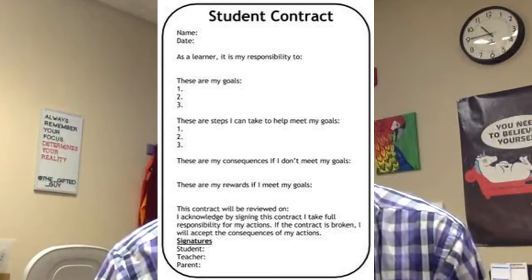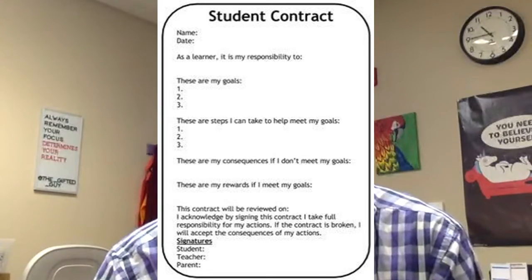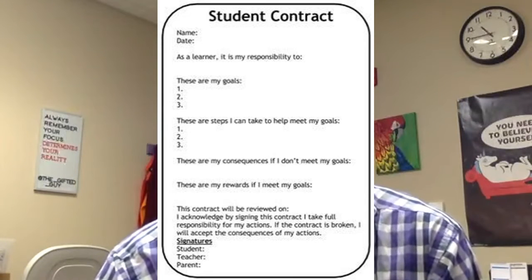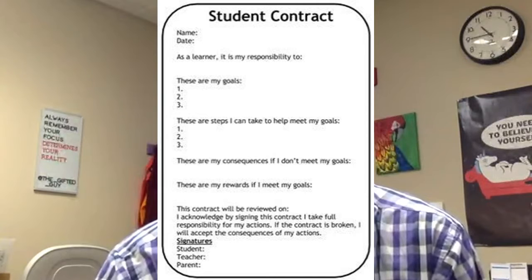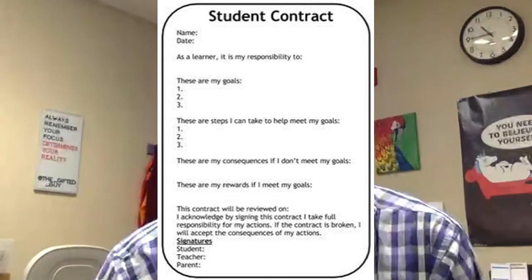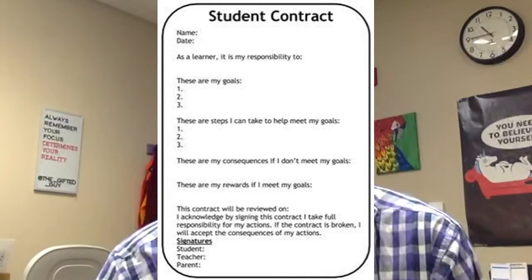Consequences, that's up to the individual teacher. I was never a consequence guy, but if you have a student who does get off task or tends to not be doing what they're supposed to be doing, it might be a good idea to have a consequence. And then, of course, there's rewards. So if they meet their goals, that's for students who need that carrot to motivate them. I typically don't have consequences and rewards on my contracts, but you're more than welcome to do that if that's what motivates your students.